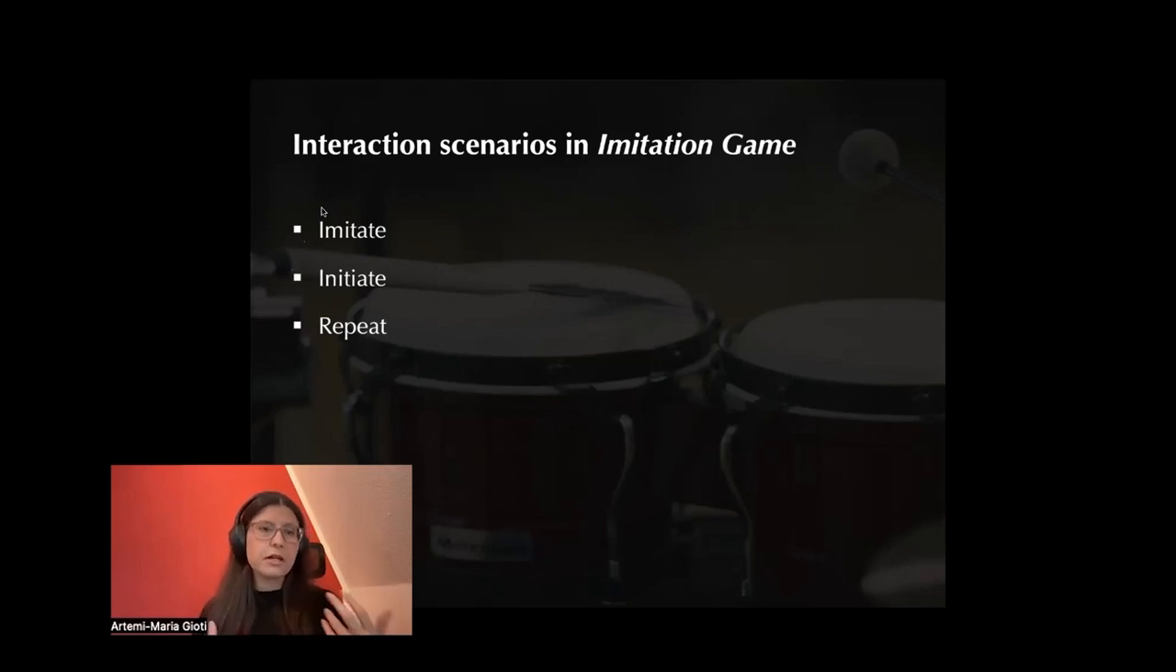As I already mentioned, the decision among these three interaction scenarios is based on the evolution of musical contrast over time, and is driven by the objective to prevent the interaction from becoming too monotonous. So for instance, if the musician has been playing the bongos for a while, which means that timbral contrast has been rather low for a while, then the robotic percussionist is less likely to imitate the musician, to play something similar, and more likely to initiate a musical change, for instance, by playing the cowbells or cymbals instead.